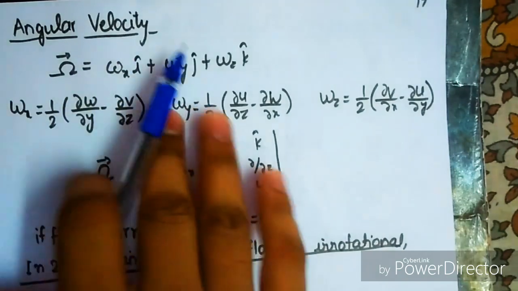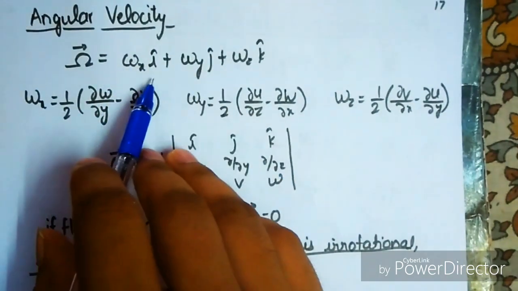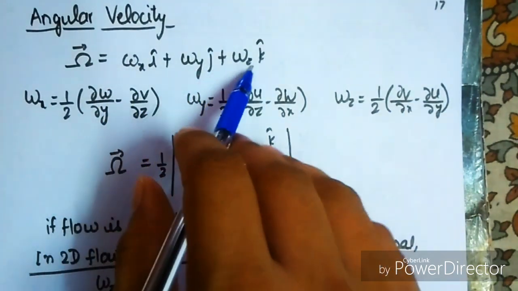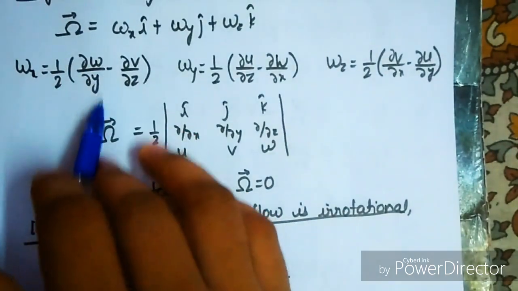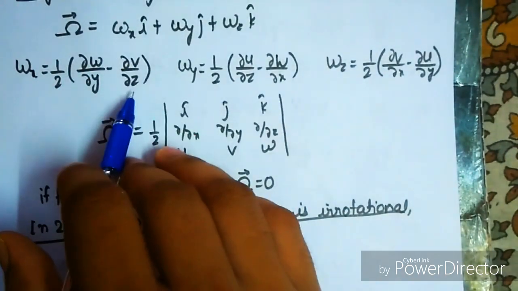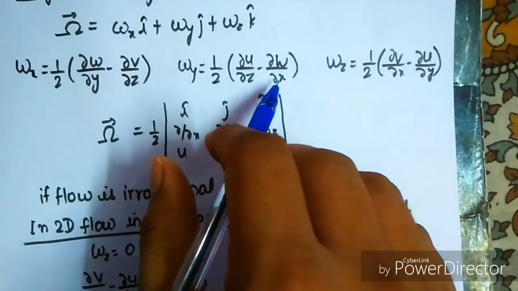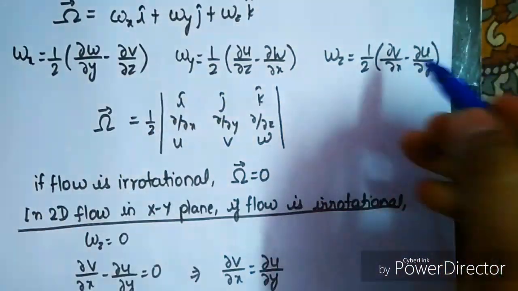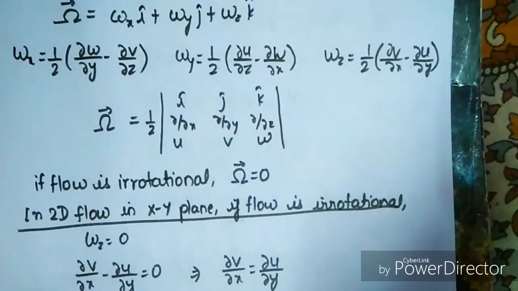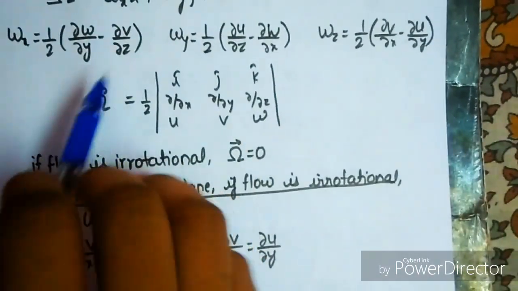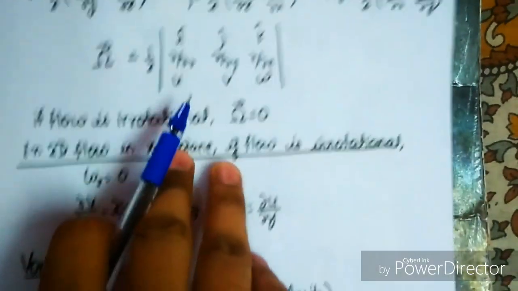Angular velocity equals omega x i plus omega y j plus omega z k, where omega x is equal to half of (del w by del y minus del v by del z). Omega y is half of (del u by del z minus del w by del x), and omega z is equal to half of (del v by del x minus del u by del y). Now we can write it down like this also in the matrix form.